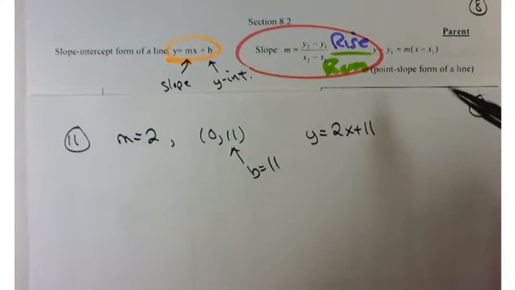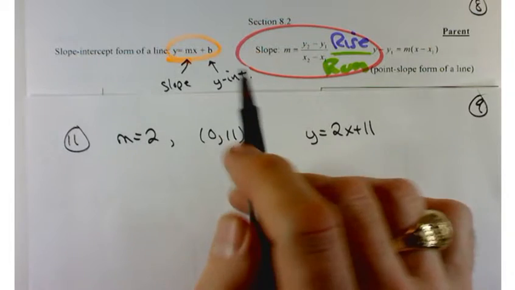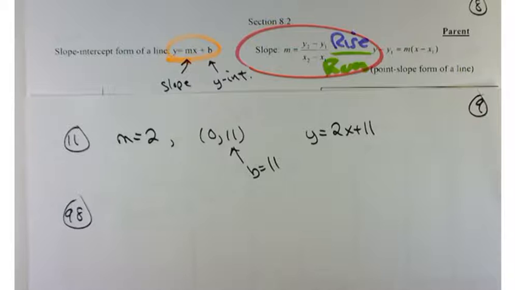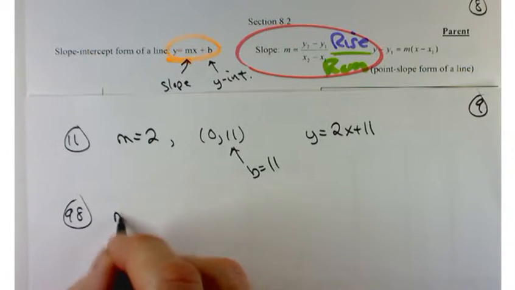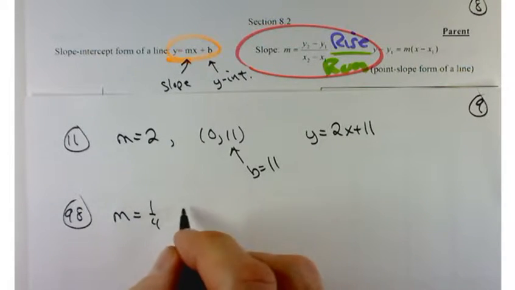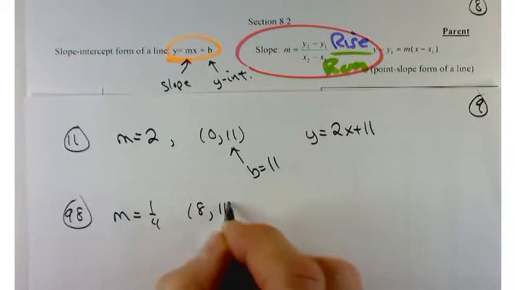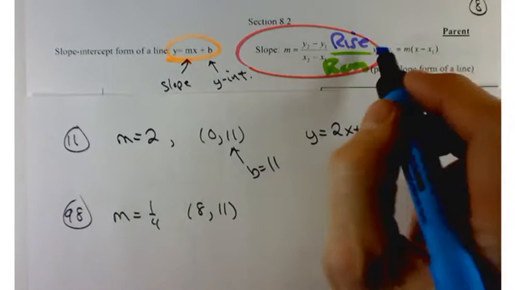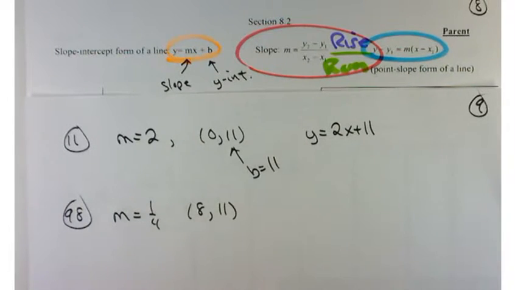Now sometimes you're going to need a little bit more here. In problem number 98, you're asked for the equation of a line with a slope of 1/4 passing through the point 8 and 11. Well, you need yet another form of the equation of a line. And that last one here is right here. You don't have to know it by name, but you do have to have its form memorized.